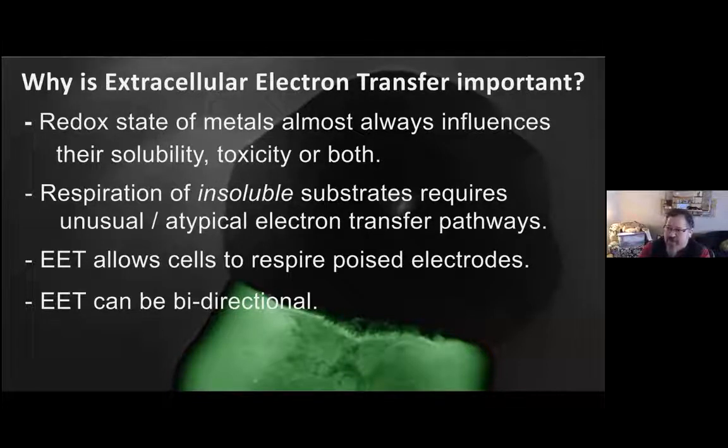And from my perspective, so I think all that stuff is cool, but really from my perspective, thinking about microbes and trying to understand how they do things, the respiration of these insoluble substrates requires very unusual or atypical electron transfer pathways compared to, say, how we breathe oxygen using proteins in our mitochondria, or how a microbe might breathe something like nitrate or DMSO. Because these bacteria can move electrons to the outside of the cell, we can replace the iron in this system or the manganese in this system with poised electrodes.